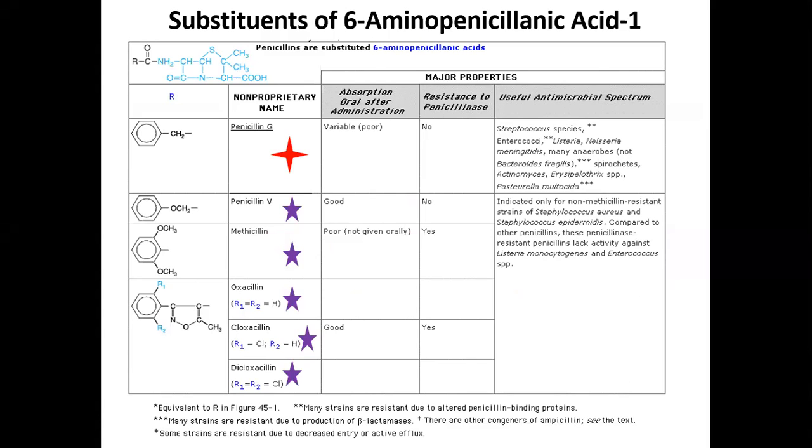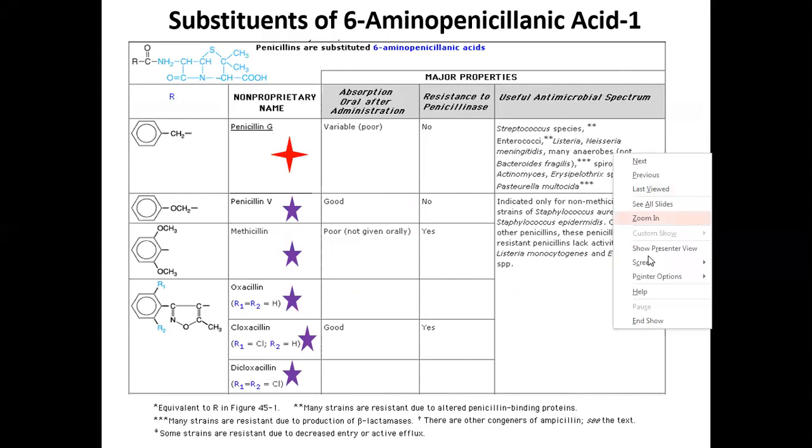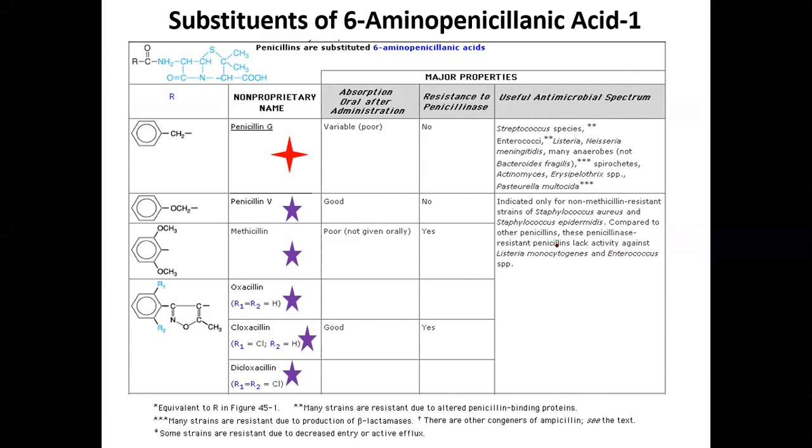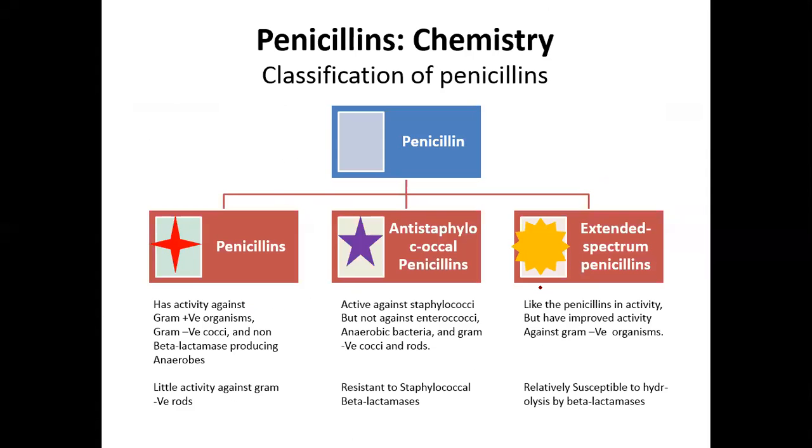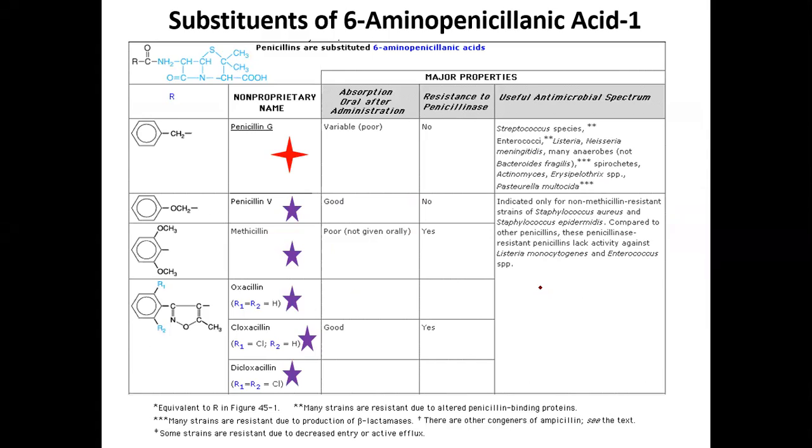Now, again, when you come to this table and you're looking at the organisms, you can always refer to this table, because when you understand this slide, then this table also makes sense to you easily. So you can see here under the anti-staphylococcal penicillins, indicated only for non-methicillin resistant strains. We will talk about methicillin resistance a bit later. Staphylococcus aureus, Staphylococcus epidermidis.